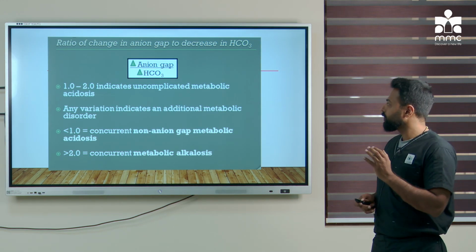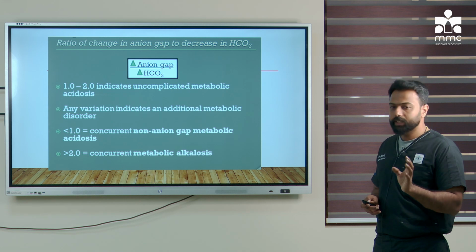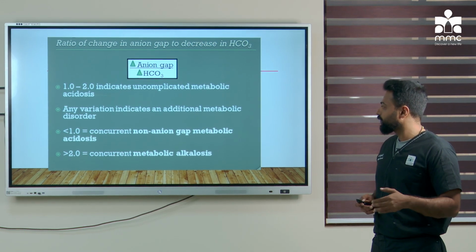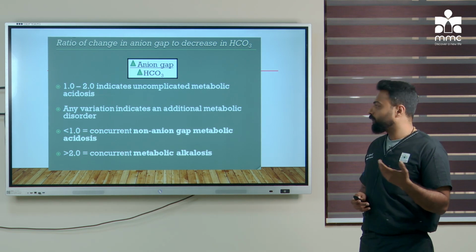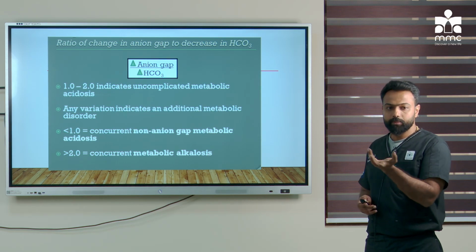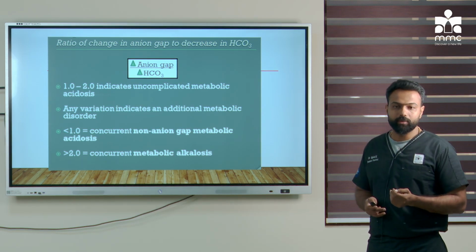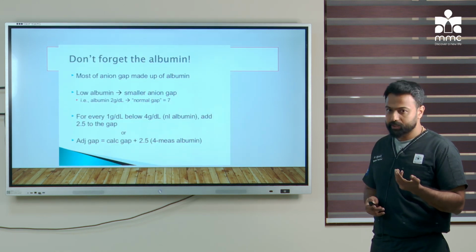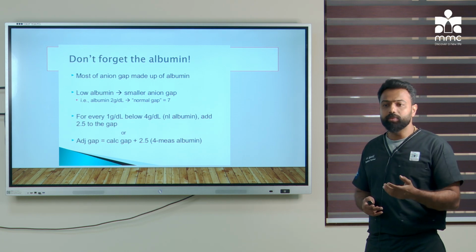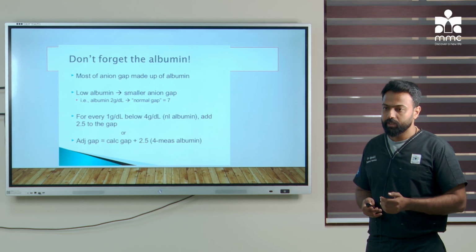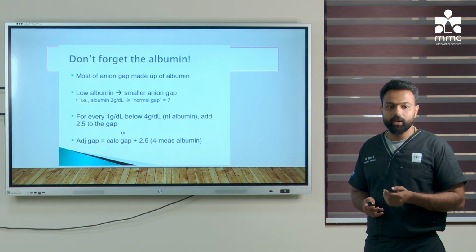According to this formula, if it is 1 to 2, it indicates there is only metabolic acidosis. But if it is less than 1, there is an additional non-anion gap metabolic acidosis. And if it is more than 2, there is a concurrent metabolic alkalosis. It's a simple step, another method to diagnose any additional metabolic abnormalities. And additionally, you have to think about other factors which can influence the acid-base balance.